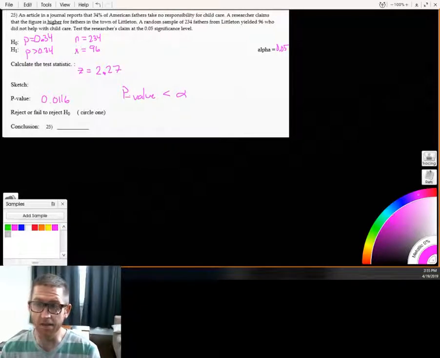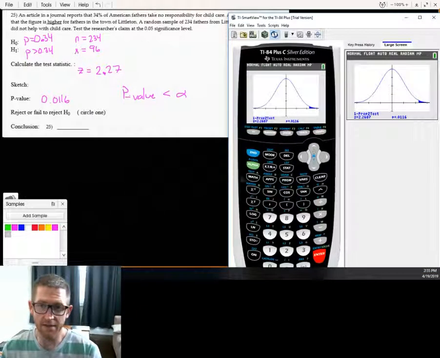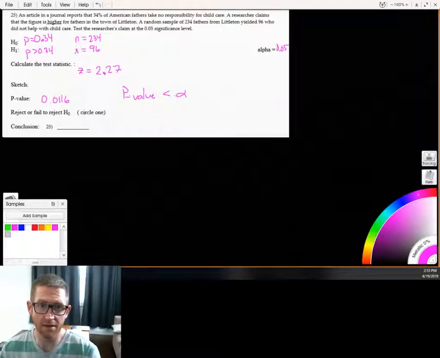Since it's less than alpha, that means that this critical value is actually somewhere out here. So if that's true, then this is in the critical area. So the p-value is less than alpha, so we're going to reject the null hypothesis.